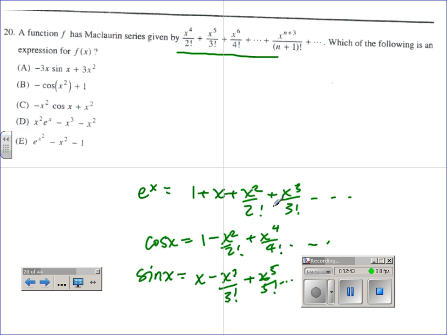You have e to the x. How could you make it say x to the 4th, x to the 5th? Try: is it e to the x squared or is it x squared times e to the x? Well, this term is what tells you the difference. If I plug in x squared or multiply by x squared, I could get x to the 4th. But only if I multiplied through by x squared would I get to this term, x to the 5th. And so that means that we're multiplying by x squared.